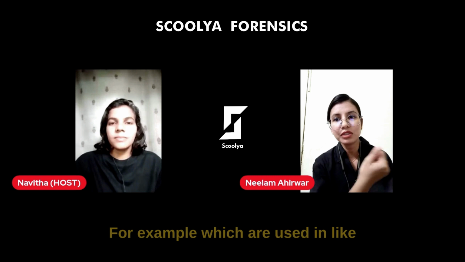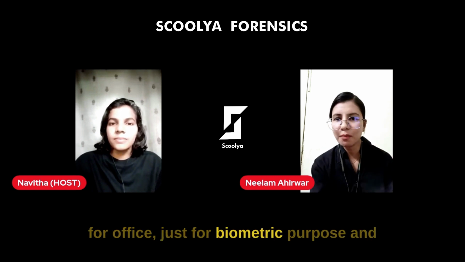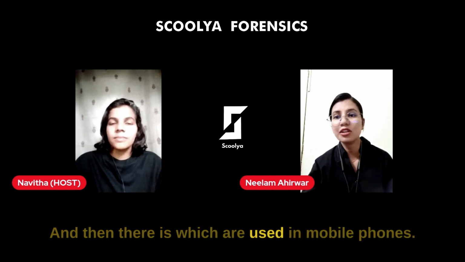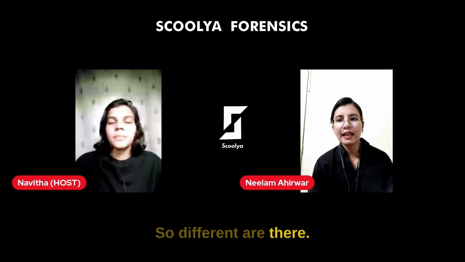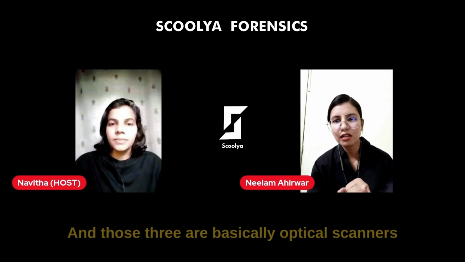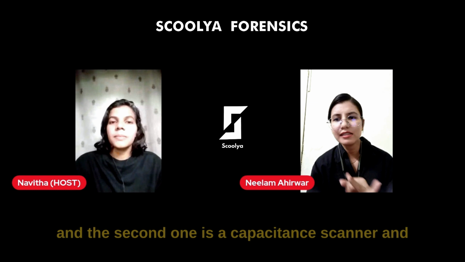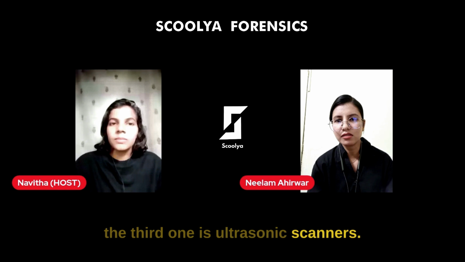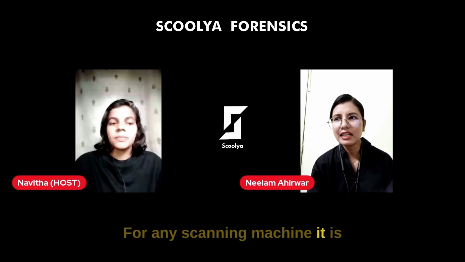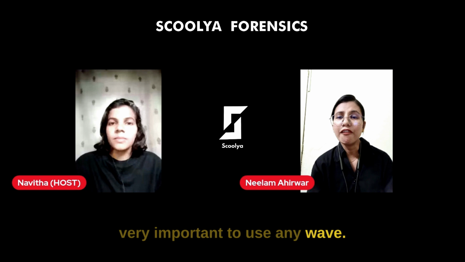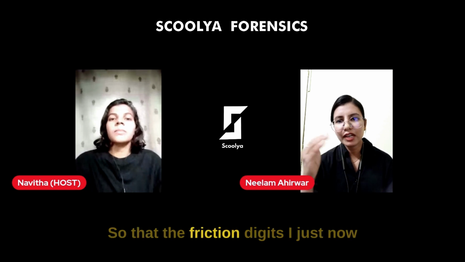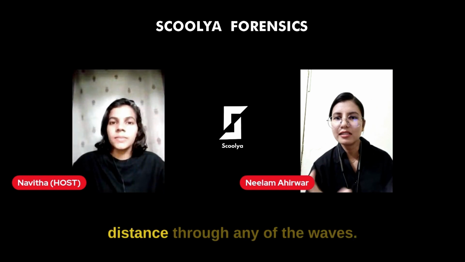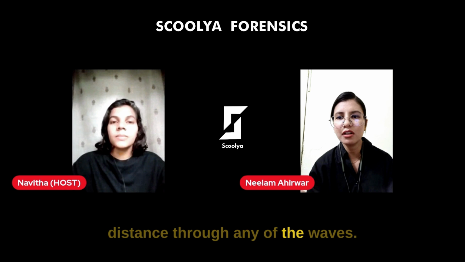For example, some are used in offices just for biometric purposes, some for identification, which is different, and then there are those used in mobile phones. Those three are basically optical scanners, the second one is capacitance scanners, and the third one is ultrasonic scanners. For any scanning machine, it is very important to use some wave, so that it can calculate the distance between the friction ridges I explained before.